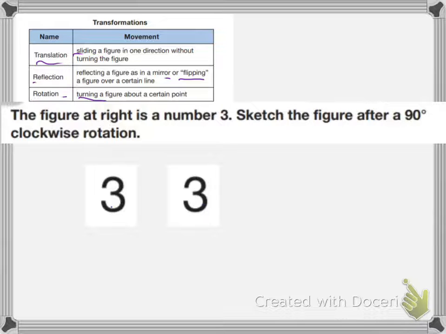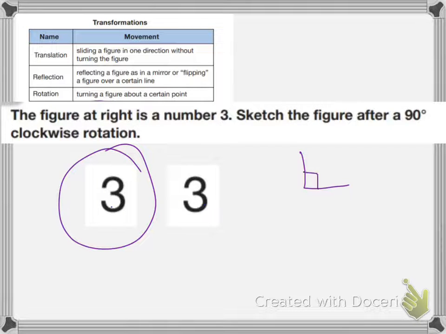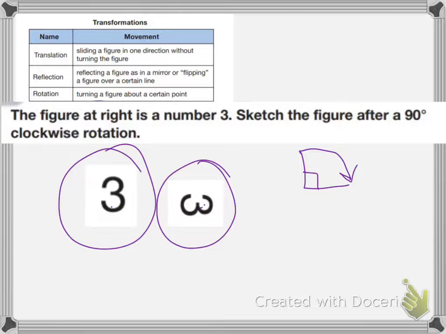So on this problem, it wants me to turn this number 3, and it wants me to write it after a 90-degree clockwise rotation. So 90 degrees would be making a right angle turn, and clockwise is to the right. So I'm going to take this number, and I'm going to rotate it 90 degrees. Okay? And so that's what the 3 would look like after rotating it 90 degrees.